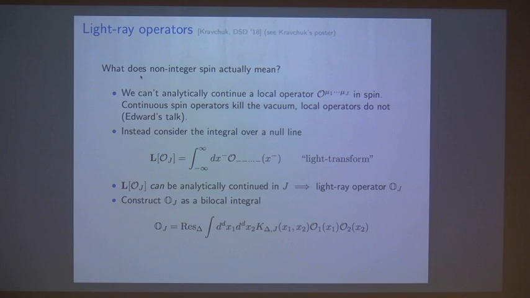But on the other hand, local operators certainly do not kill the vacuum. For example, see Edwards' talk. So this shows that you just cannot continue local operators in spin. It doesn't make sense. The correct thing to do turns out to be to analytically continue the integral of a local operator along a null line. So O sub j, a local operator, can't be analytically continued in spin. But this thing can. And one of its key properties is that this always kills the vacuum. So this kills the vacuum and is therefore a candidate for something that can be analytically continued. And we call this integral over a null line the light transform, because it has some nice properties under conformal transformations, and it's useful to give it a name.